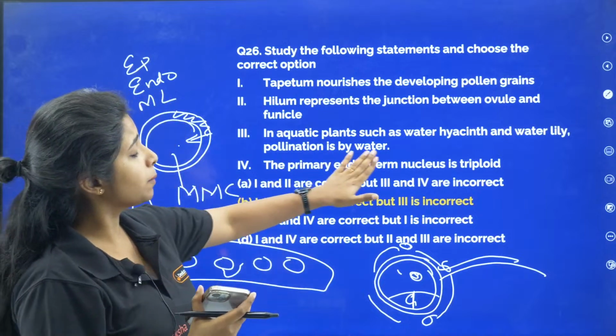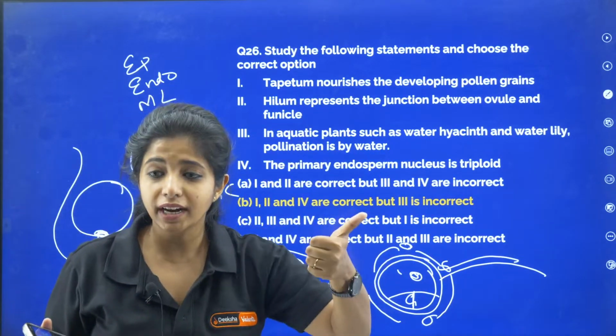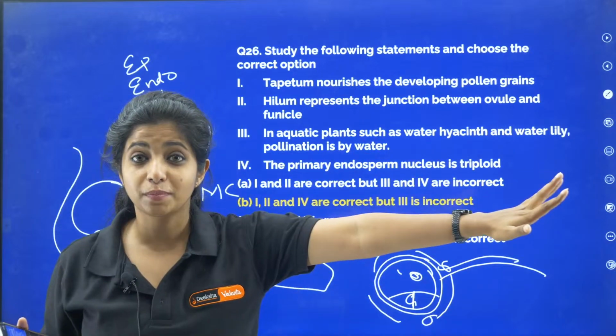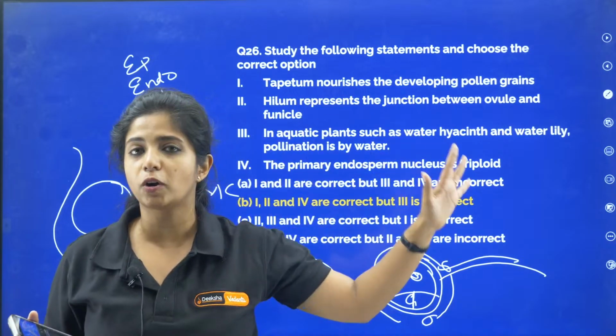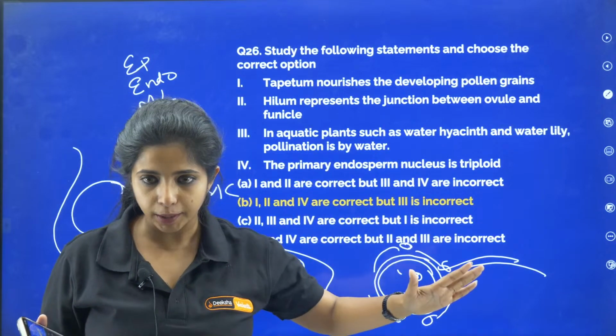Now, in aquatic plants like water hyacinth and water lily, pollination is by water. Wrong. Water hyacinth and water lily do not do pollination by water. It can be wind, it can be anything, but not water. Vallisneria and all the other things would be doing by water.